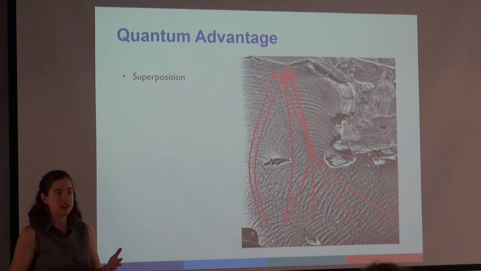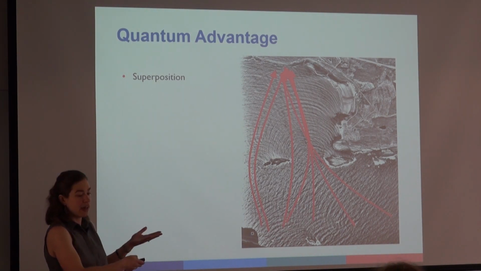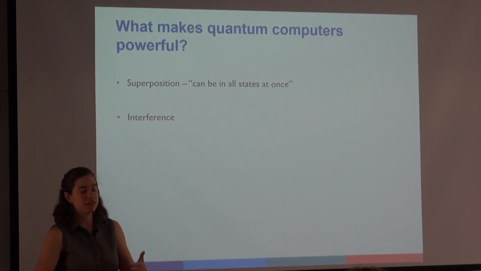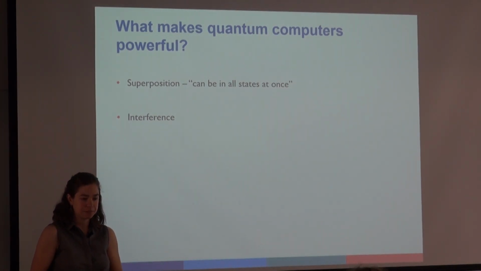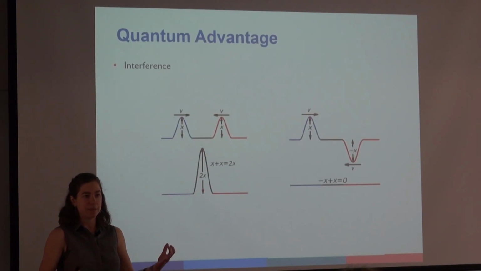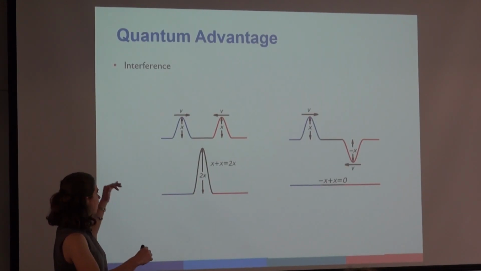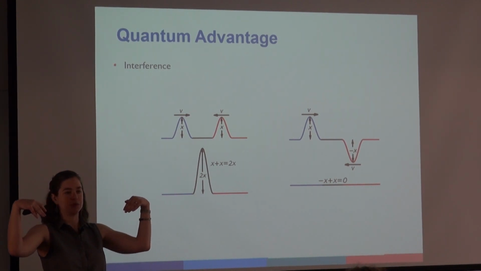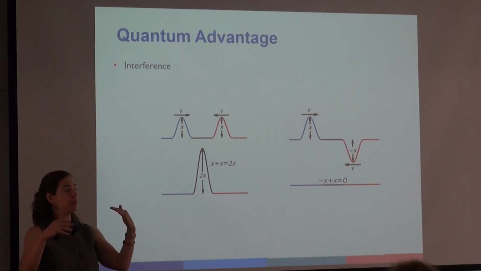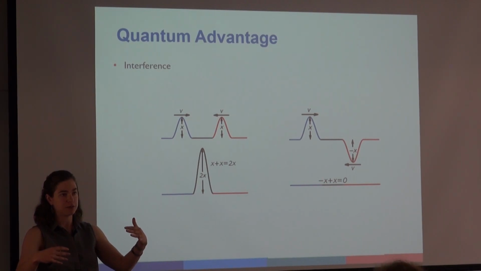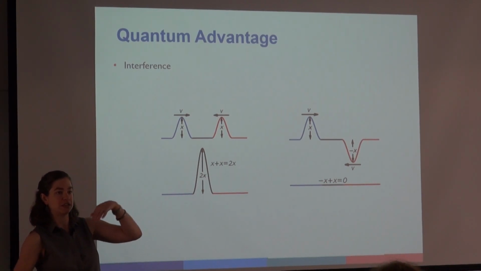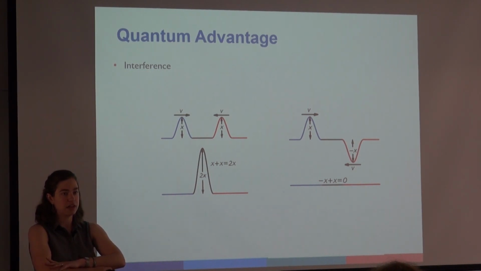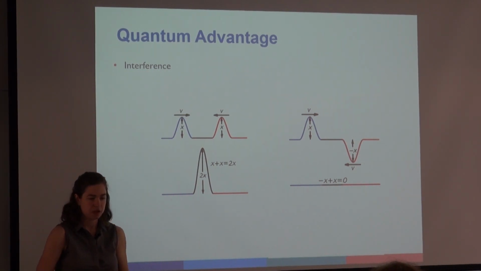But superposition is not enough. It's not just that it explores all the paths. The second part, which Chris touched on, is interference. Interference is something that happens classically. If we have two waves and they both have peaks, when we bring those two waves together, we get a new wave with a bigger peak. That's called constructive interference. But if we have one wave with a trough and one wave with a peak, and they come together, they cancel each other out, and you get destructive interference.